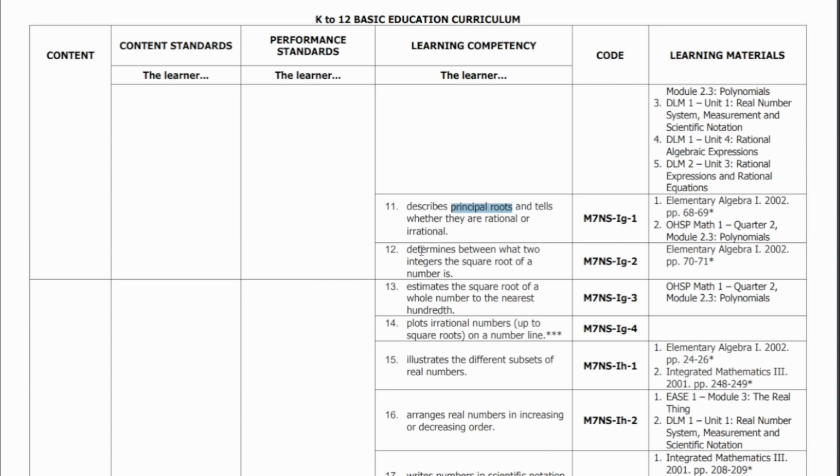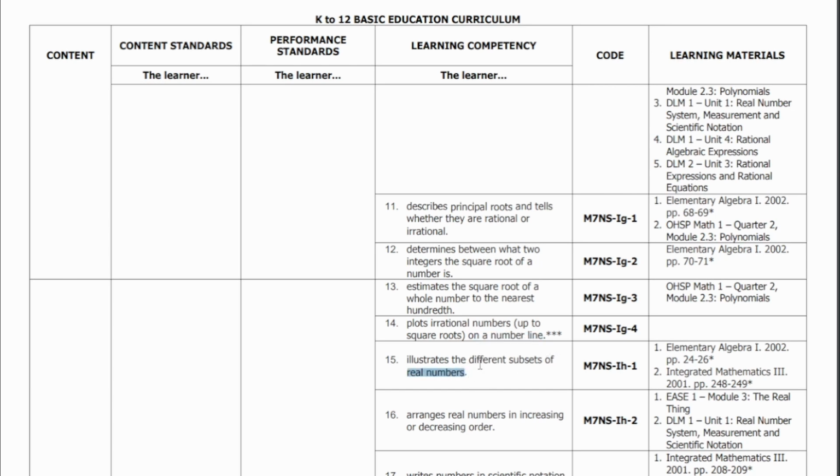Then it's all about estimation now. So determine between what two integers the square root of a number is, then estimate the square root of a whole number to the nearest hundredth. I believe this is the one without the calculator. And plot irrational numbers on a number line. Okay. And then we would have to illustrate the different subsets of real numbers.